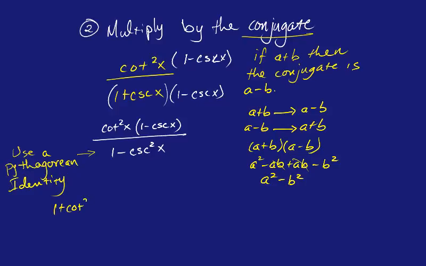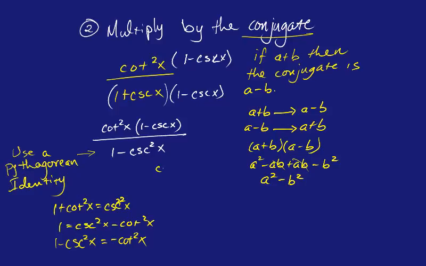So let's take a look at the one that comes from 1 plus cotangent squared is equal to cosecant squared of x. That's not 1 minus cosecant squared, but I can get that by subtracting cotangent squared over to the right side, giving me 1 equals cosecant squared of x minus cotangent squared, and then subtracting the cosecant squared over, giving me 1 minus cosecant squared of x equals negative cotangent squared of x. So I can replace 1 minus cosecant squared with negative cotangent squared.